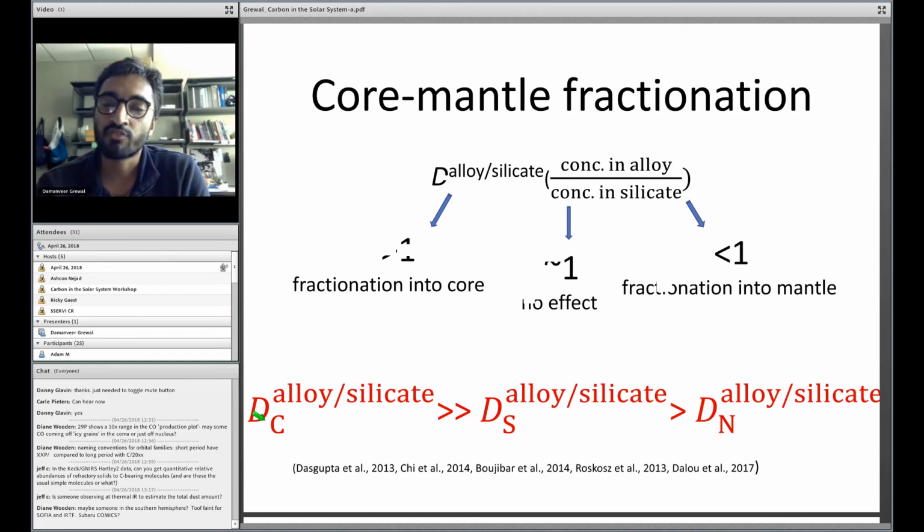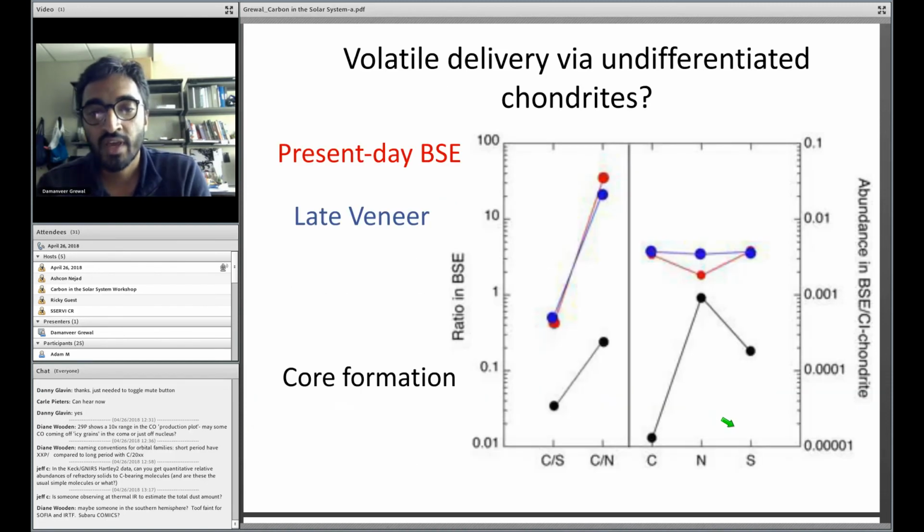So all these previous experimental studies have shown that the partition coefficient of carbon is much greater than that of nitrogen. If that is so, then carbon should have been a much more siderophile element than nitrogen, and if all these volatile elements participated in core formation, then the carbon by nitrogen ratio in the bulk silicate Earth should have been subchondritic, but actually that ratio is superchondritic. So this plot clearly shows that.